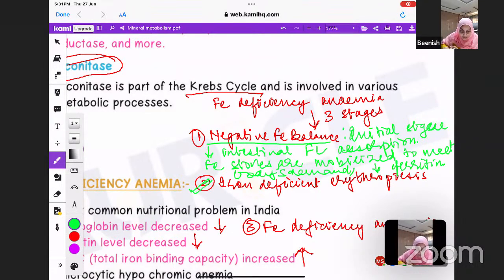Now what is happening in the second stage? When your ferritin level falls below a certain value, that is 15 microgram per deciliter, if your ferritin level becomes less than this, then what happens? Your transferrin in the blood is increased.